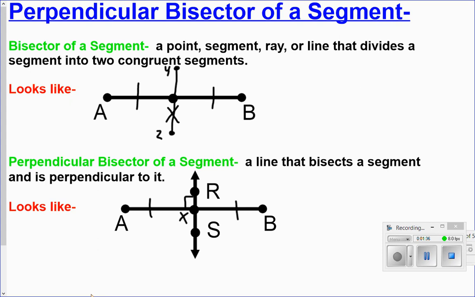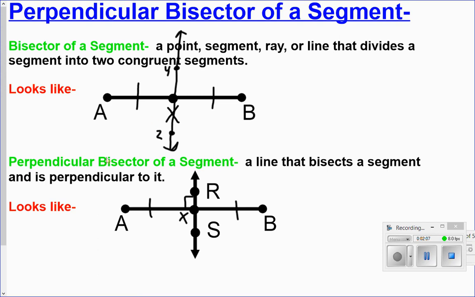Now, if I extend that a little bit and put an arrow just on one end, now we have ray YX being the bisector. Okay, it's still bisecting line segment AB. And lastly, if I extend just a little bit further with an arrow on that end, now we have a line YX, and now line YX is the segment bisector. It's bisecting segment AB. So that's what it looks like. That's just talking about bisector.